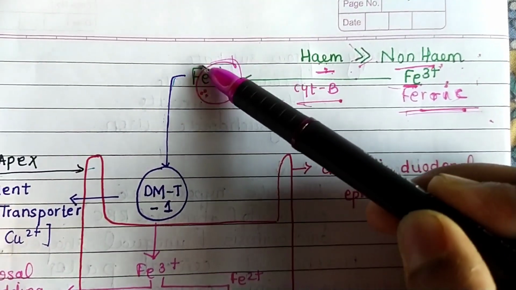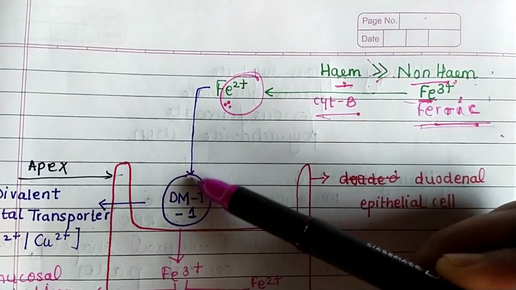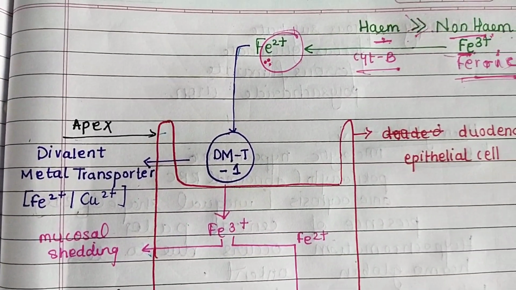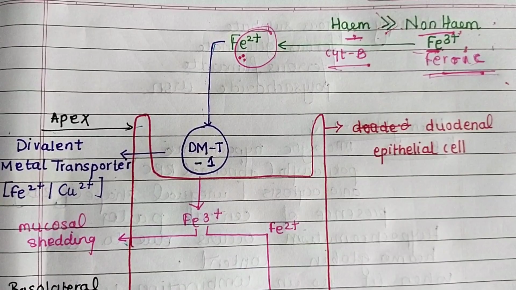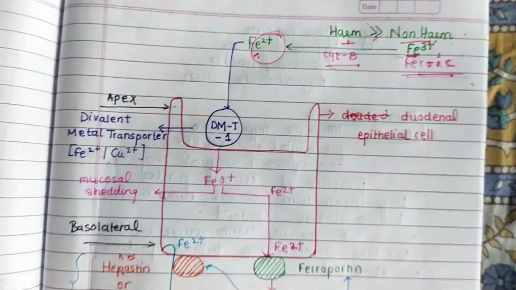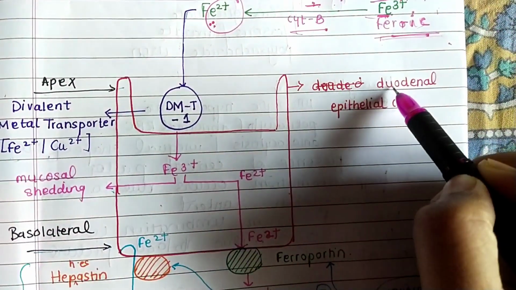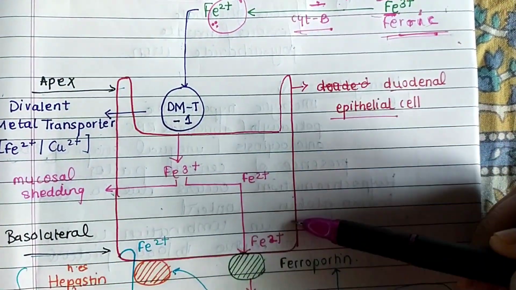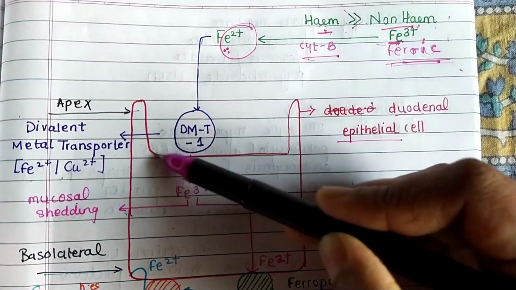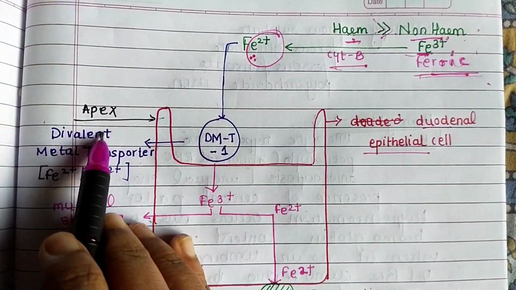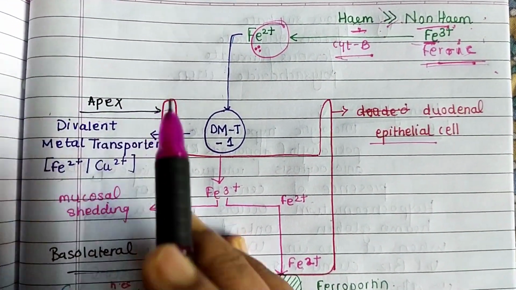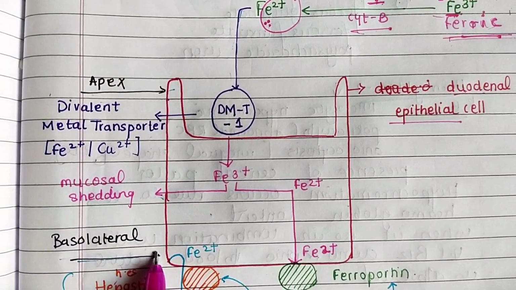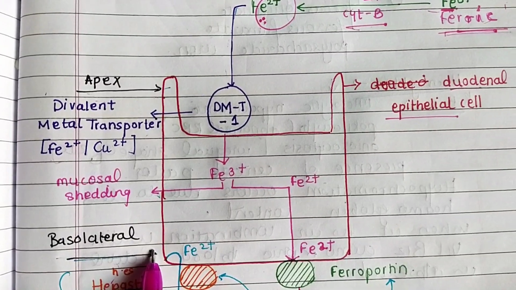this gets transported by the divalent metal transporter. As you can see, this is the intestine, this is the duodenal epithelial cell. This whole is the duodenal epithelial cell. In the duodenal epithelial cell, this is the apex and this is the basolateral part of the duodenal epithelial cell.